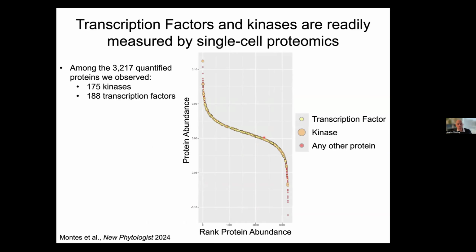And another thing we looked at is, can we detect proteins folks commonly associate with signaling, transcription factors, and kinases? So here it's protein abundance ordered across our single cell proteomics data. And you can see we detect both transcription factors and kinases ranging from high abundance to low abundance. And in total, out of these 3,200 proteins, we're quantifying about 175 kinases and transcription factors. So we're getting a fair amount of these types of proteins being detected and quantified.